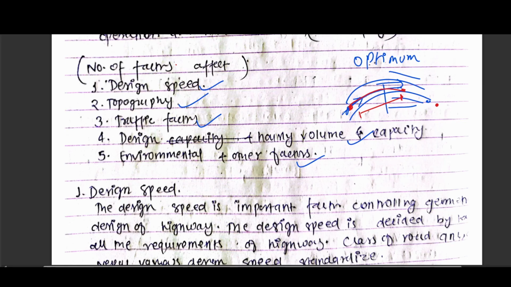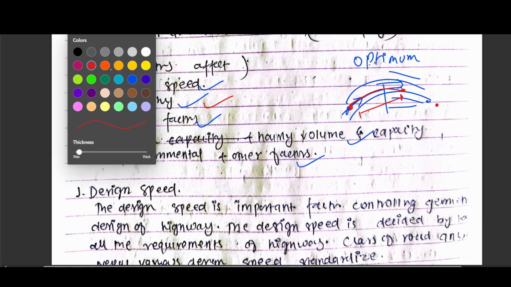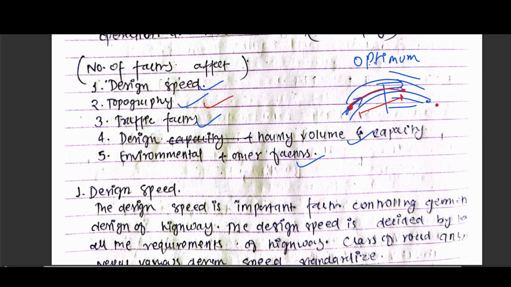Now another one is the topography. What is meant by the topography? Obviously topography also affects the geometrical elements. When we are in a hilly region, we cannot drive the vehicles at a fast pace. So ultimately, the topography affects the design speed, and the design speed ultimately affects the other geometrical elements. Simple as that. And another one is the traffic factor. Obviously if the traffic is more, then we have to design the elements of the cross section, and we have to increase the width of the road pavement, and likewise.